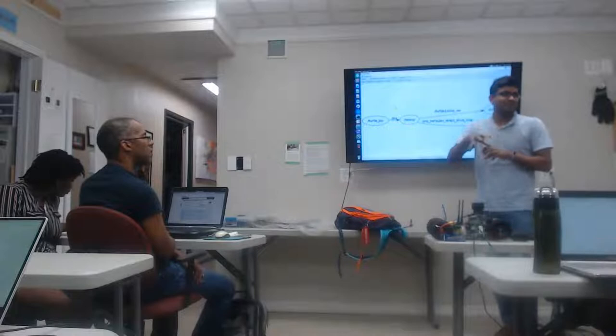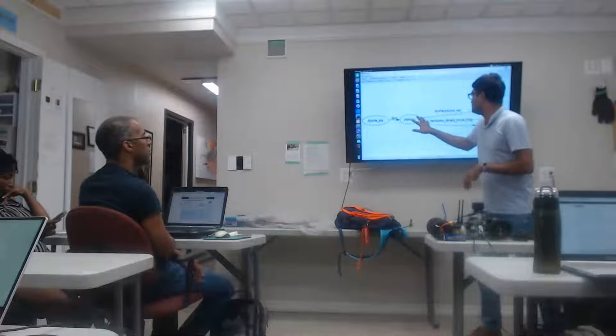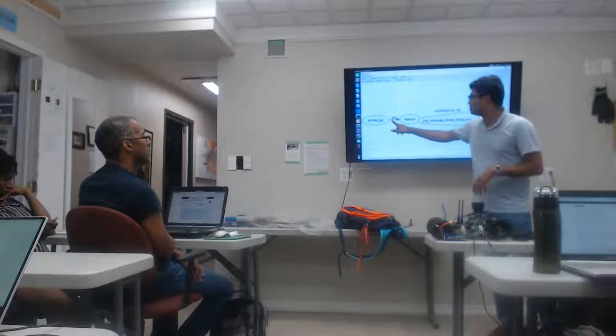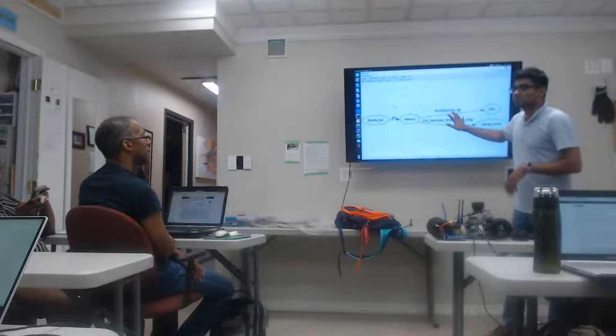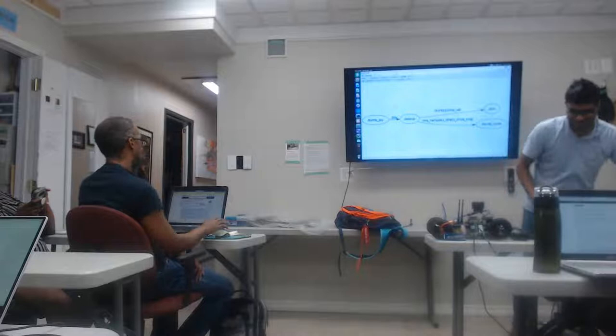Looking at this diagram, we have multiple nodes. These circles are nodes, and they communicate via something called a topic. So these lines also have names, right? And anyone can subscribe to any topic or any message. This is, I think, a little bit off what I wanted to say. Okay, let's go to the PPT, I think.